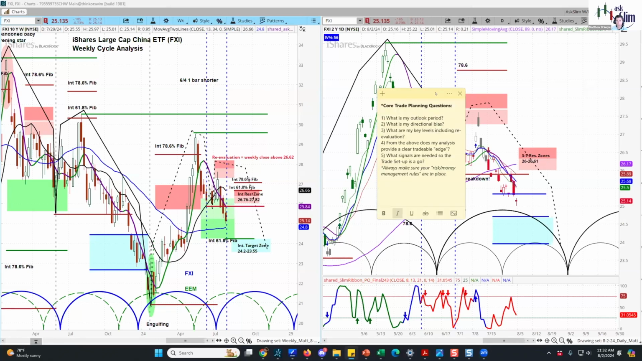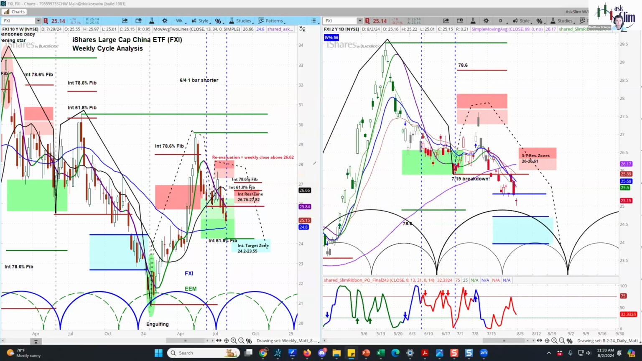So we want to use our technical evidence that is generated by our methodology to be able to determine, number one, a directional bias. But even before you do that, it's critically important to have a sense of what your outlook period is and really be set on what that is, because your outlook period is going to drive the rest of your analysis, and in particular, those key levels and reevaluations. So again, you want to start with that outlook period, then you move into your directional bias. So let's look at why I'm looking at here a negative overall directional bias.